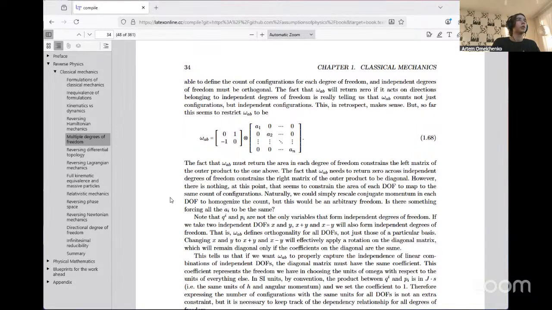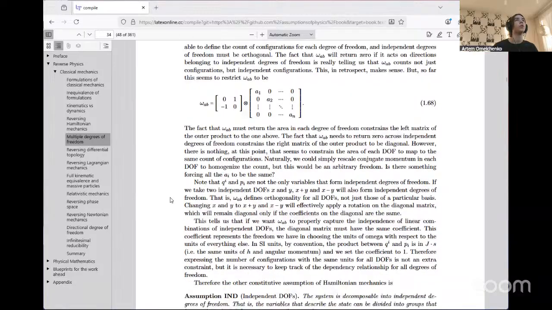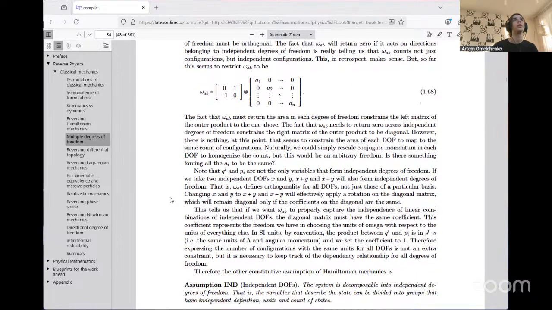However, there is nothing at this point that seems to constrain the area of each degree of freedom to map to the same count of configurations. Naturally, we could simply rescale the conjugate momentum in each degree of freedom to homogenize the count, but this would be an arbitrary freedom. Is there something forcing all the a_i to be the same?